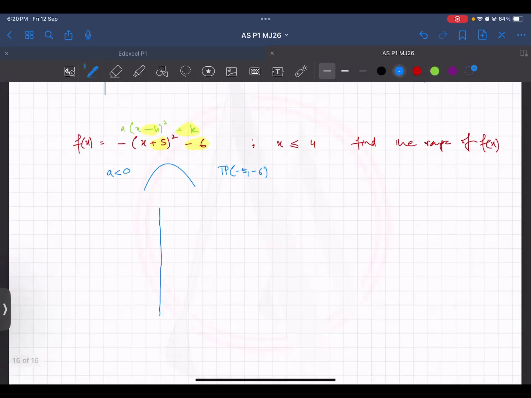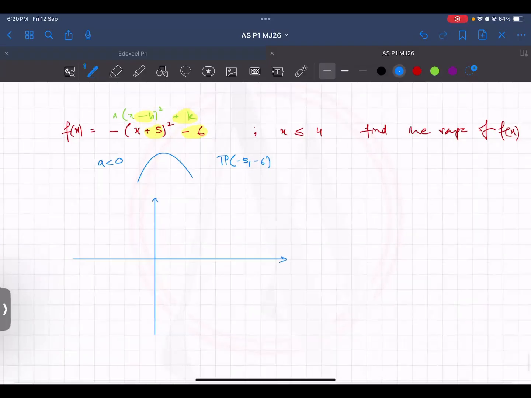After a few questions, you will get a hold of it. Don't worry. Practice. Once you do some practice on the quadratic chapter, then it would become easier. Minus 5 comma minus 6. Let's suppose this is minus 5 and this is minus 6, and it is a sad face.